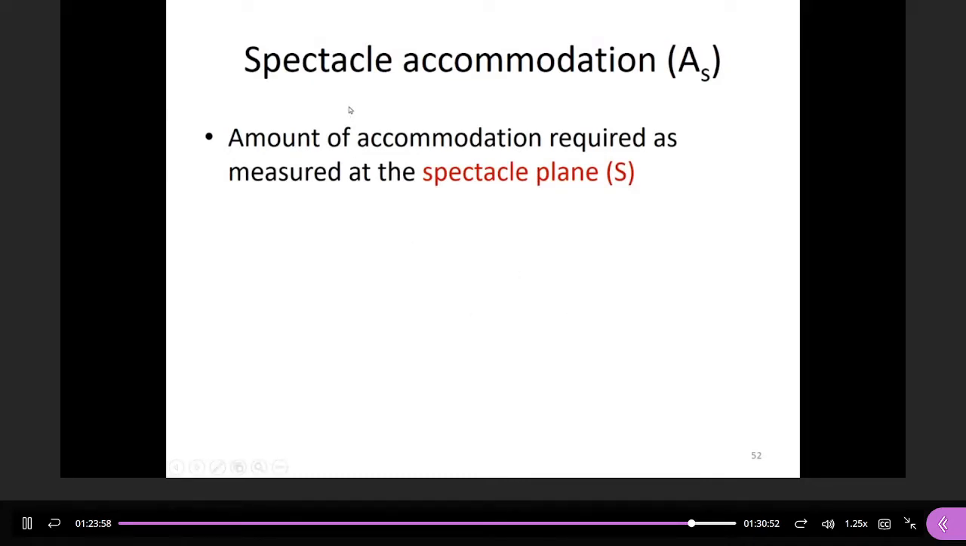So far, we have done the ocular accommodation calculation. There is another term called the spectacle accommodation. The ocular accommodation considers the patient's refractive error and other factors as well, so it will be quite unique for people who have different refractive errors. But spectacle accommodation is a lot simpler because it only considers the amount of accommodation required as measured at the spectacle plane. So even though you have different amounts of refractive error, they won't be taken into consideration.